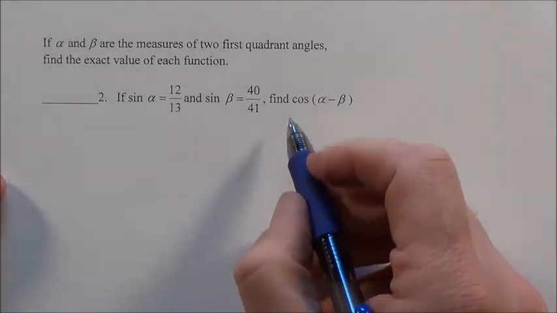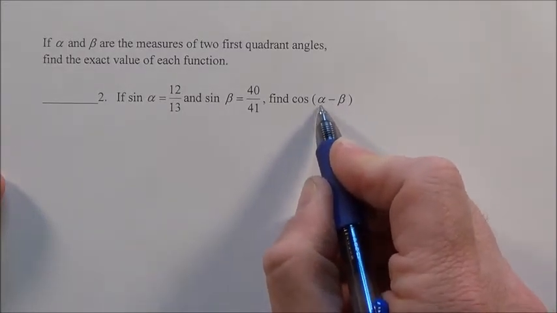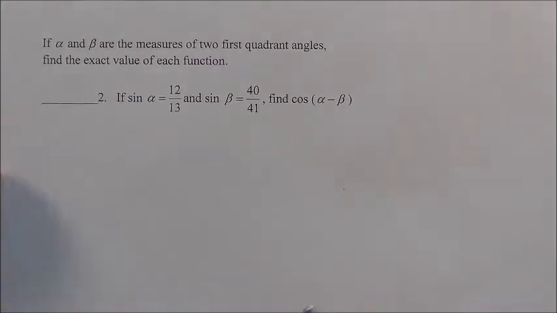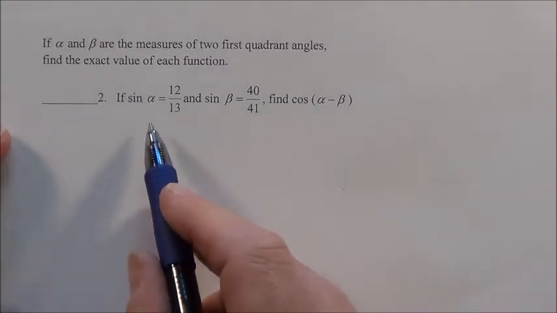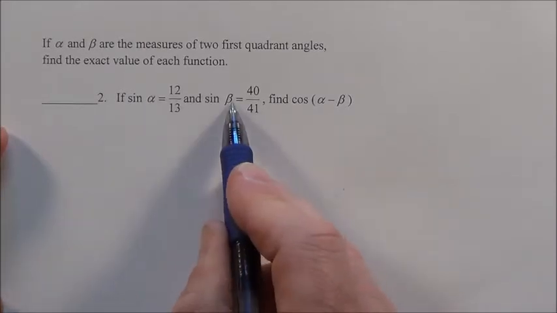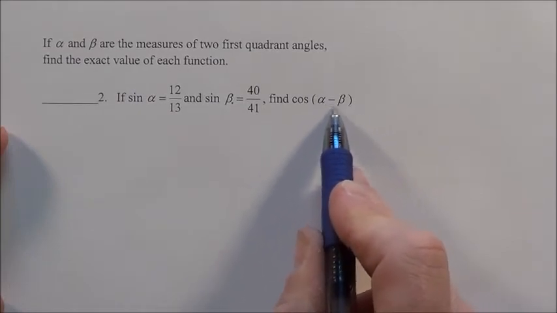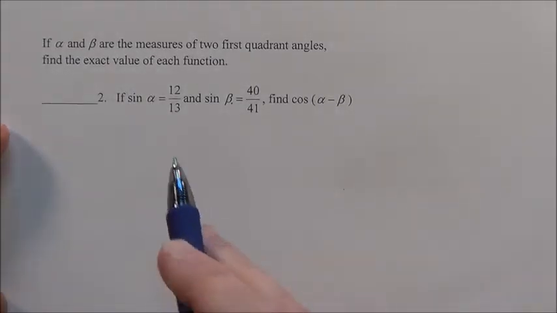We know if we're doing that, it's going to be the cosine of alpha times cosine of beta plus sine of alpha times sine of beta. And then we're just going to fill it in. So to start this, the first thing we do is look at our alpha triangle and our beta triangle. We have two triangles and we're trying to add the angles, or in this case subtract the angles, and figure out what the cosine is.